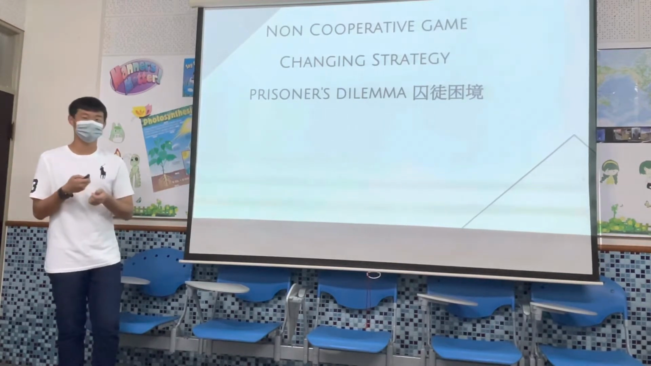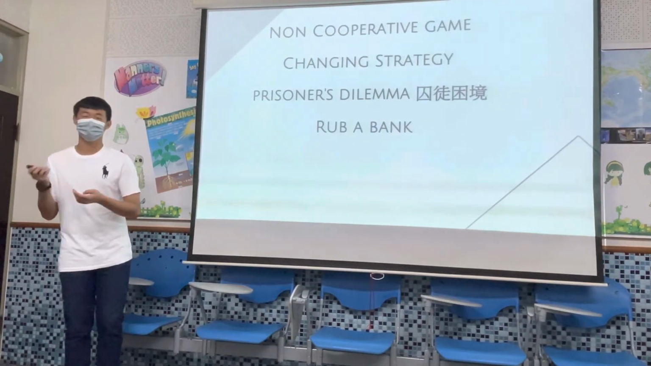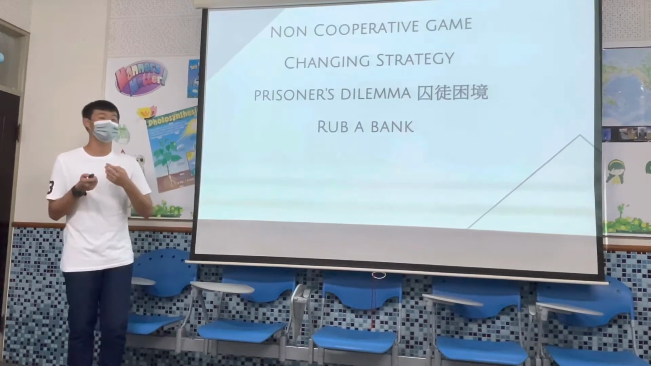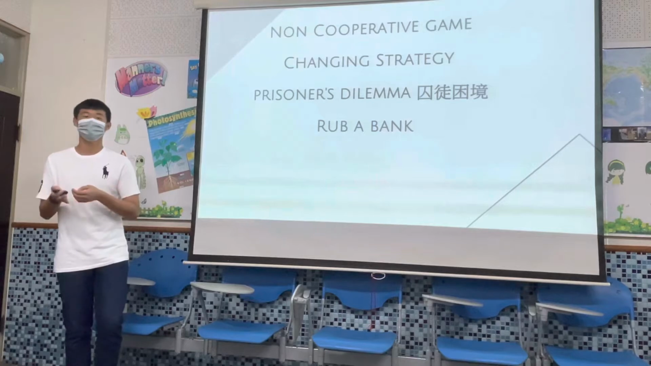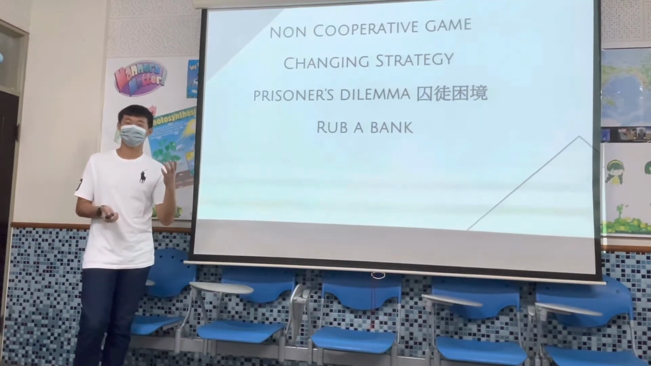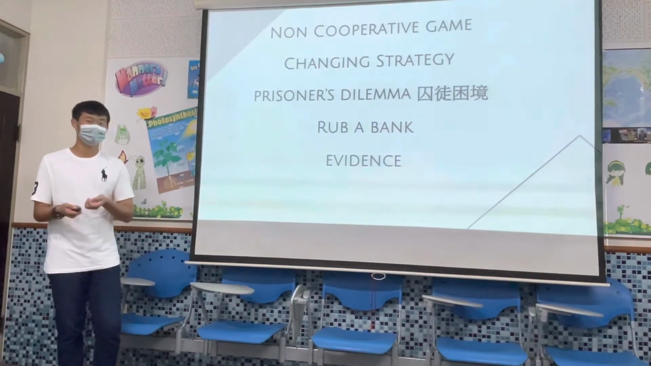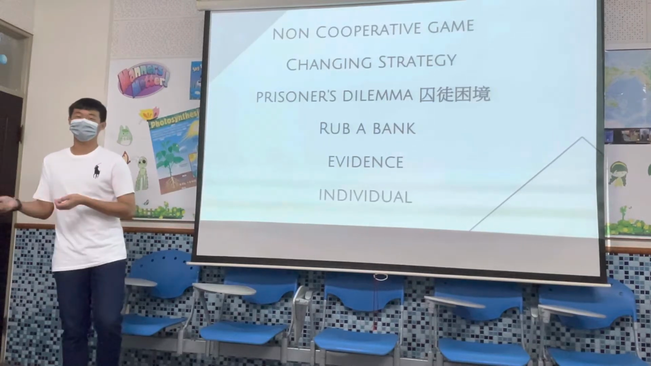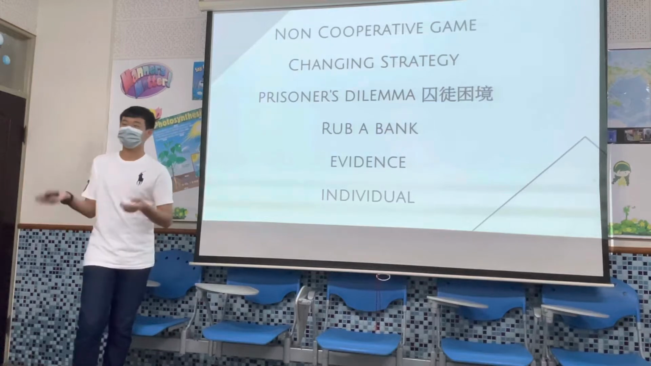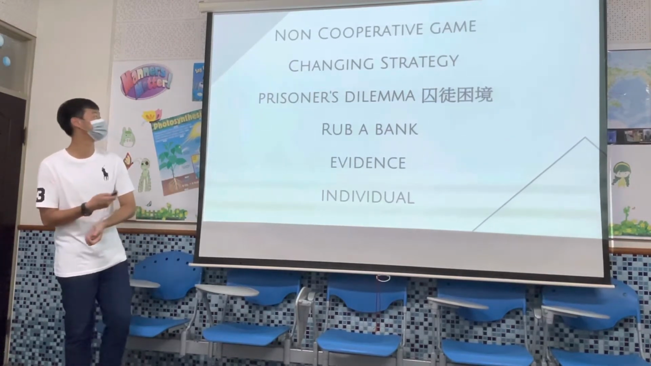In this situation, there are two people, A and B. They had robbed a bank 10 days ago, and then the police captured them. However, they don't have enough evidence to put those two people in jail. So in order to do that, the police will take A and B to two individual rooms and ask them some questions.